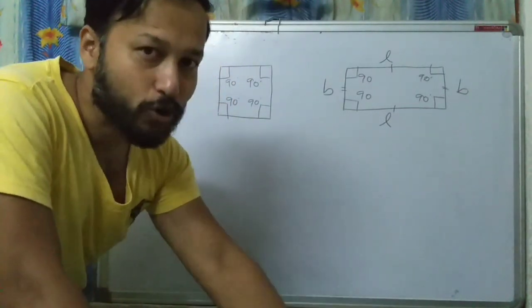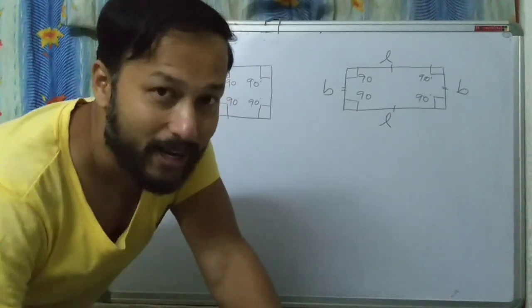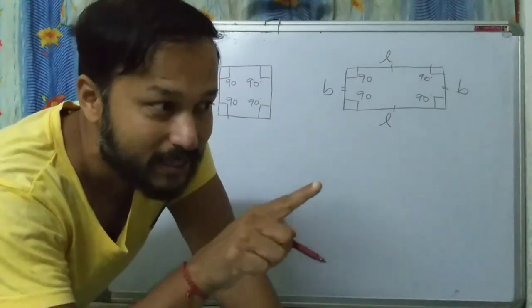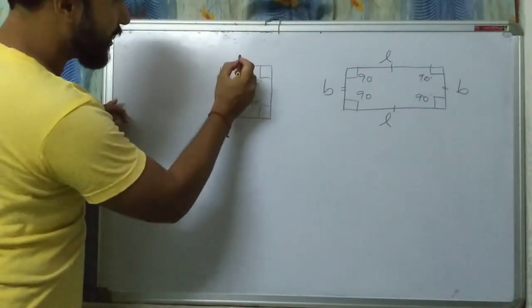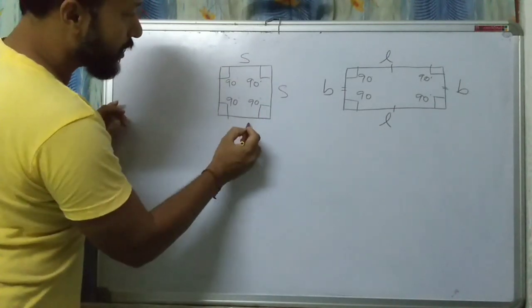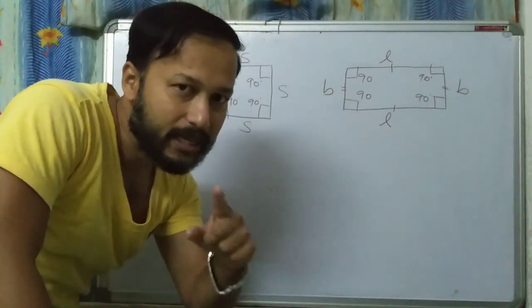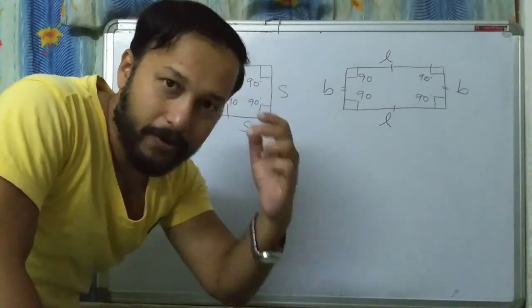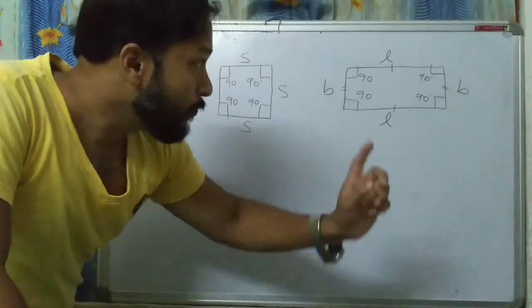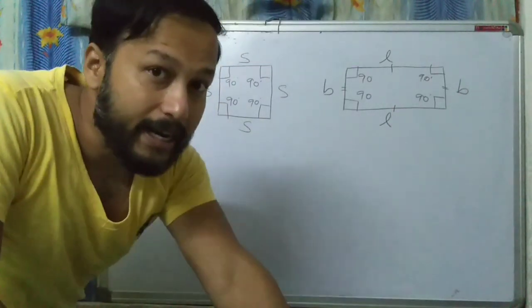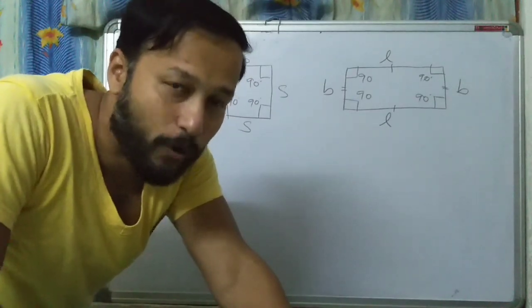But in a square, all the sides are same. Square is a shape whose all the sides are same. Means if this side is S, this is also S, this is also S, this is also S. All the sides are S, S, S, S. All the sides are same. Now, we will take out the area and perimeter of this rectangle and square.